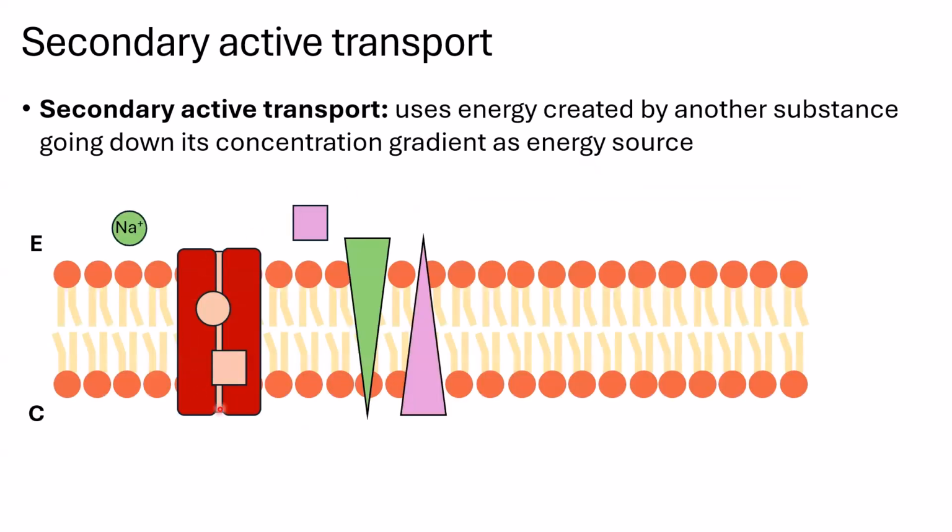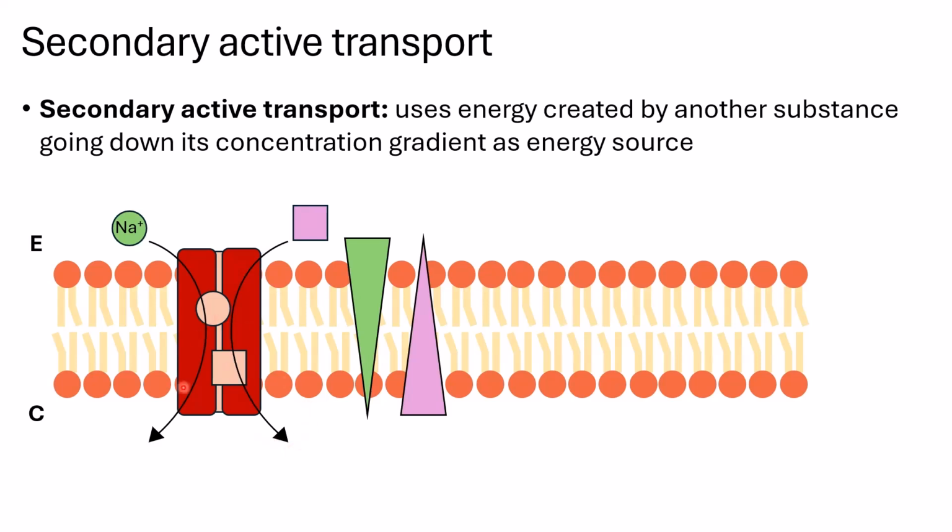For example, the sodium-potassium pump helps ensure that there is a lot more sodium outside the cell than inside the cell. This other substance also needs to go into the cell, but as shown by the triangle here, its concentration is higher inside the cell, so it would be going up its concentration gradient. The energy created by sodium going down its concentration gradient can be used to bring the substance into the cell.